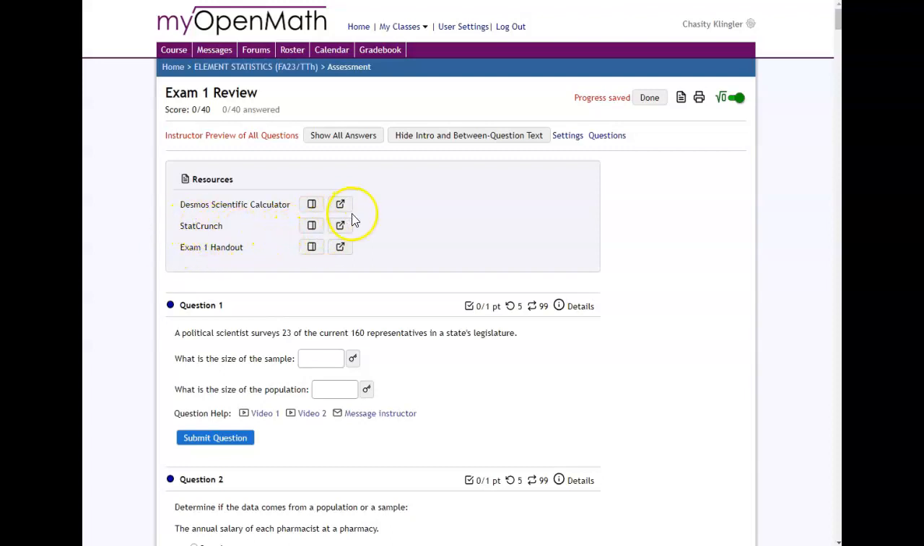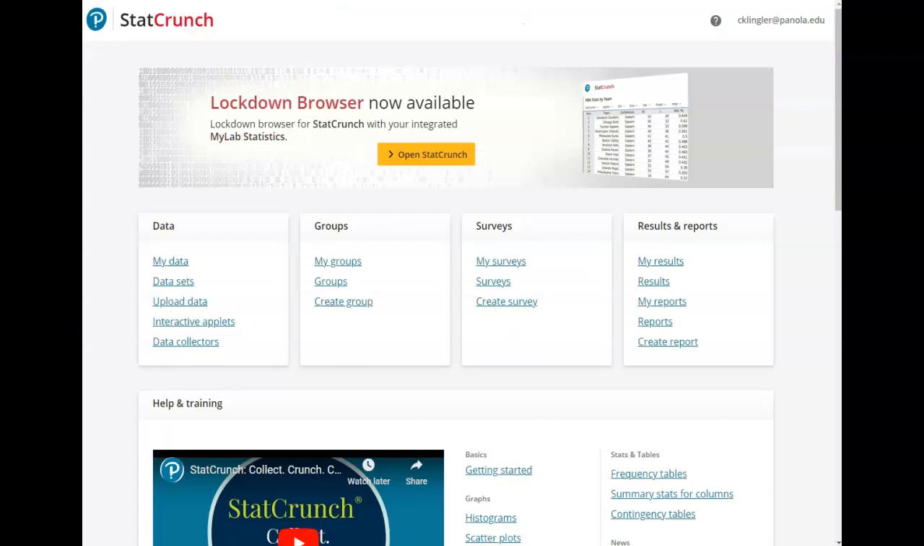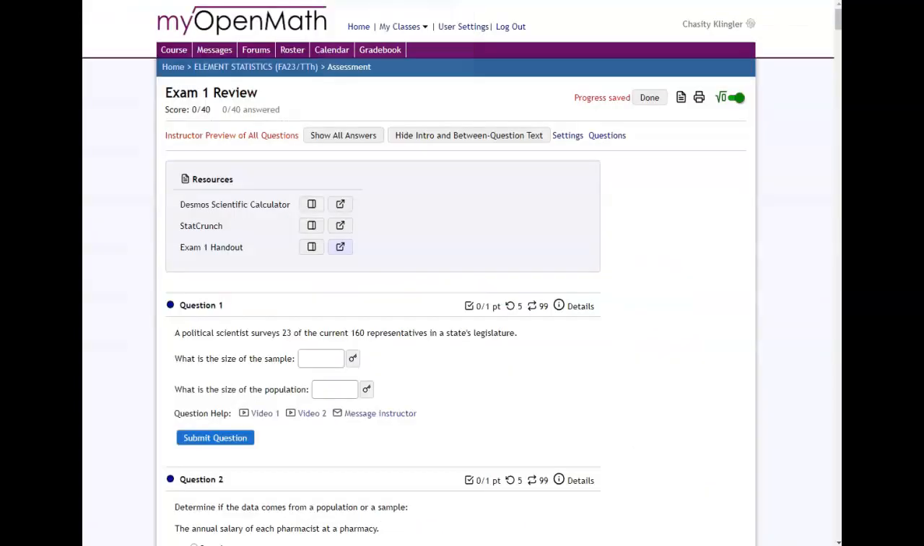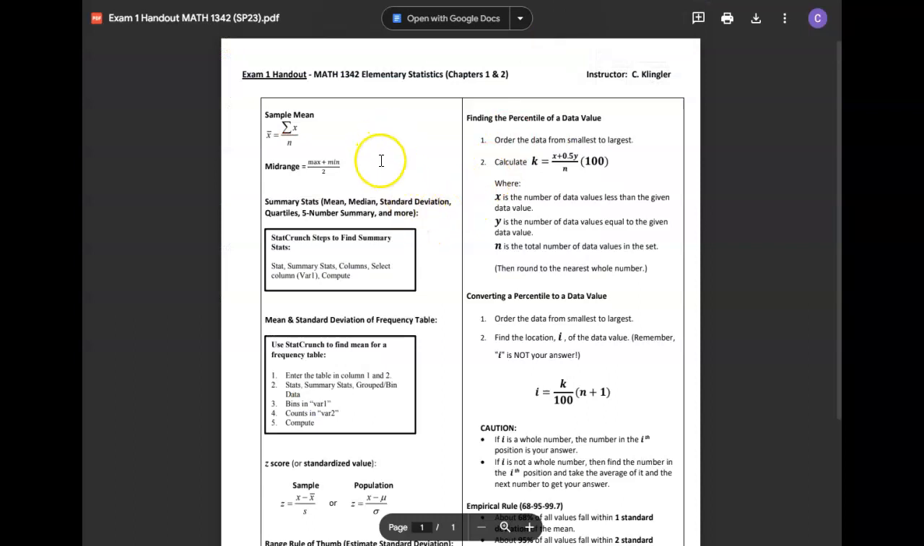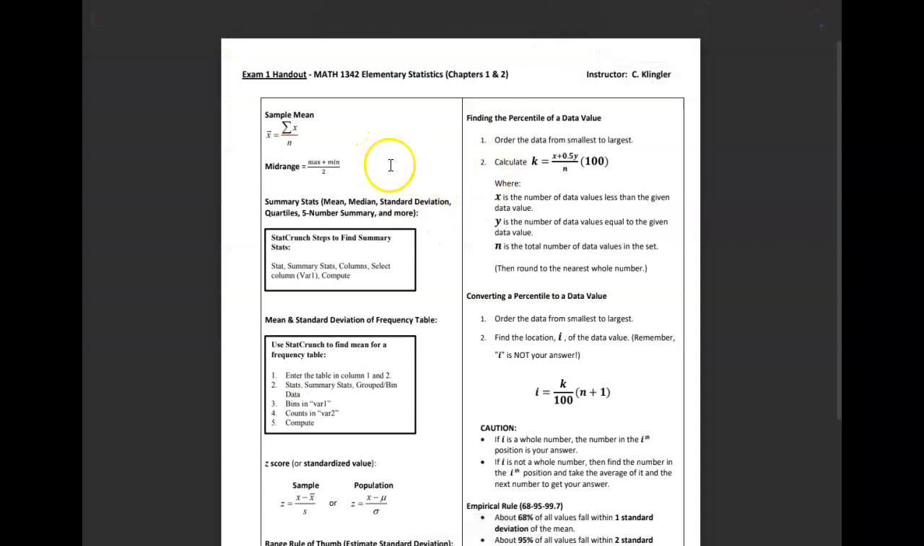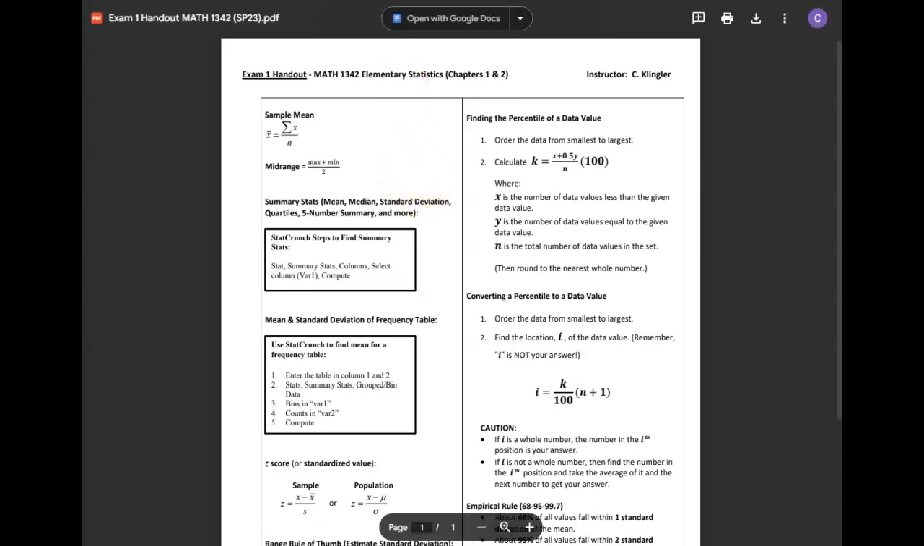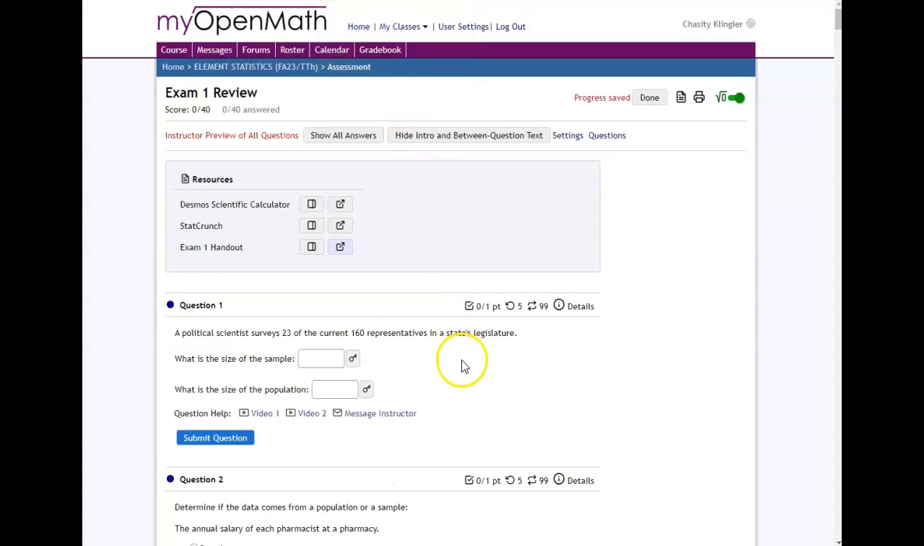But you also have the StatCrunch link where if you click on that, it will open up the tab to log into StatCrunch. You can use that during your exam. And then you also have the exam one handout link that you can open during the exam. You can also print this if you want to and make some notes on it or highlight anything that you feel is important. So that is all available to you now and while you take the test.